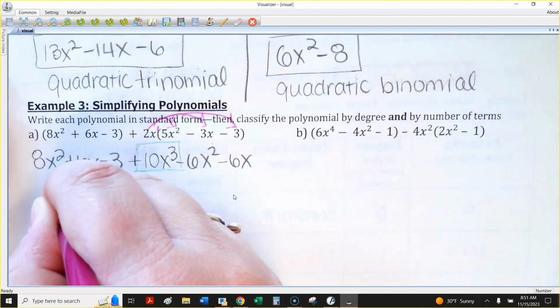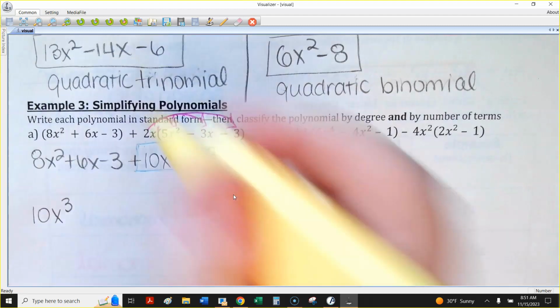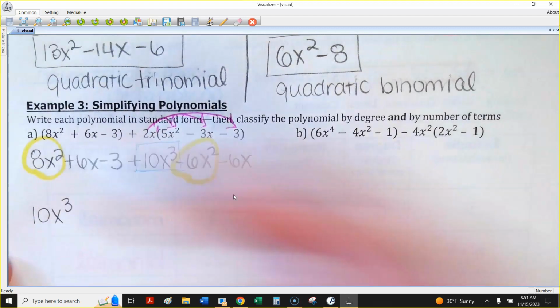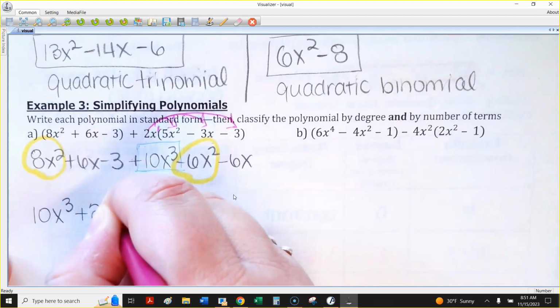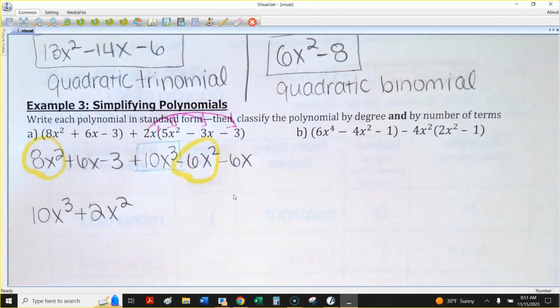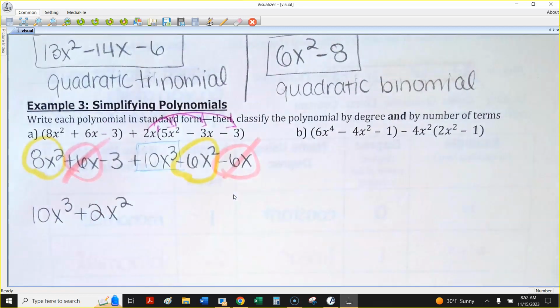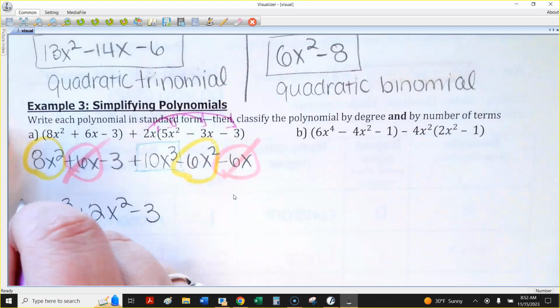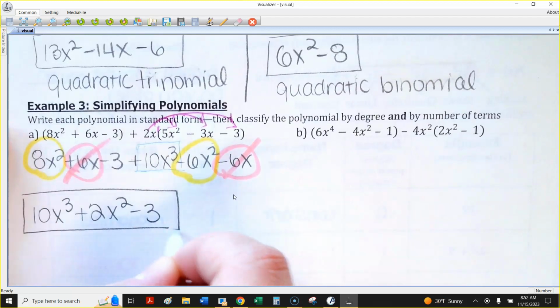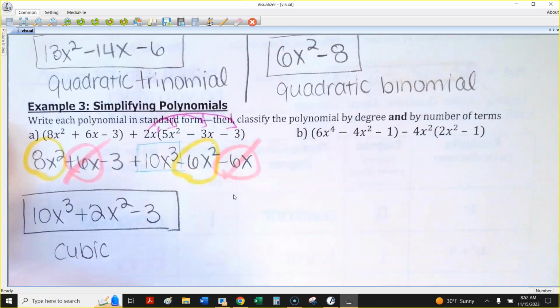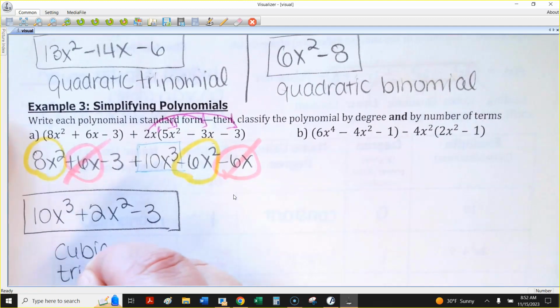So I've got a 10x to the third. And then, let's see, I got an 8x squared and a -6x squared. So if I put those together, 8 minus 6 would be 2x squared. And then, oh, this is actually similar to that last question. I have a positive 6x and a -6x. So those actually cancel each other out, so we won't have that term. And then I have 1 plain number, -3, nothing to combine that with. So this will be my answer. 10x cubed plus 2x squared minus 3. This is third power is cubic, and I've got 3 terms here, so trinomial would be the name.